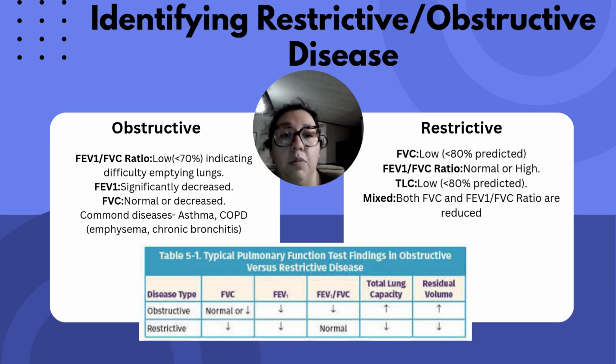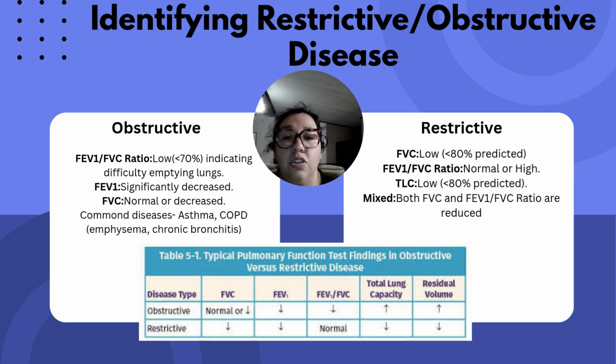And if you have a restrictive lung disease, your FVC is low, so it would be under 80% predicted. Your FEV1/FVC ratio can show up as either normal or high. And then your total lung capacity, which is your TLC, can be low, under 80% predicted. But you could also have a mixture of both, so your FVC and FEV1 ratio can both be reduced.